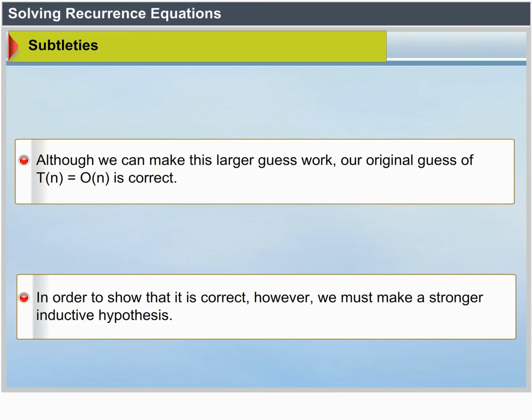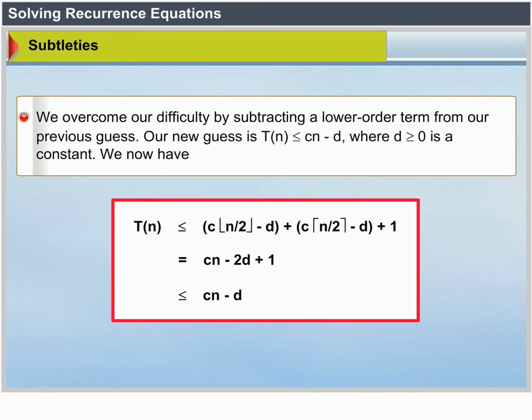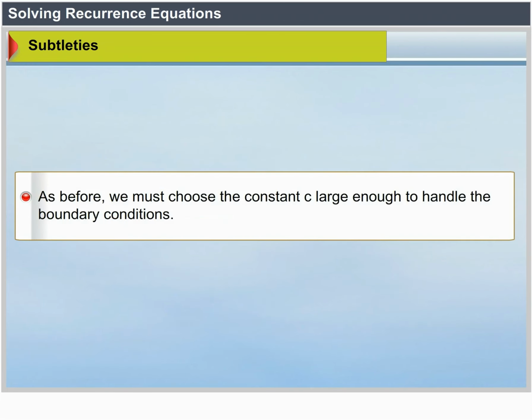We overcome our difficulty by subtracting a lower order term from our previous guess. Our new guess is T of n less than or equal to Cn minus d, where d greater than or equal to 0 is a constant. We now have T of n less than or equal to Cn minus d, as long as d is greater than or equal to 1. As before, we must choose the constant C large enough to handle the boundary conditions.